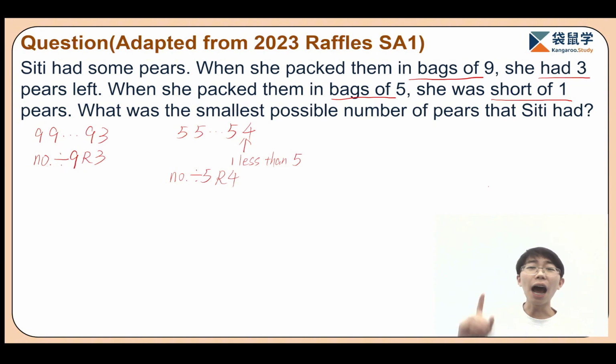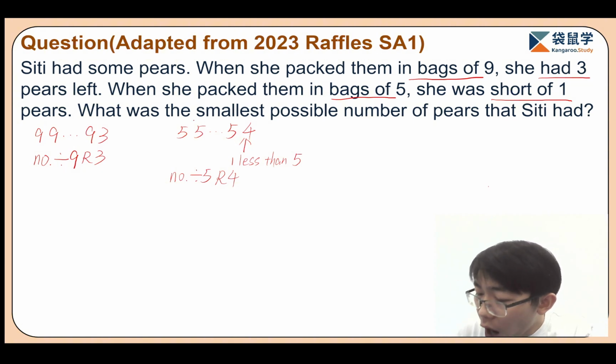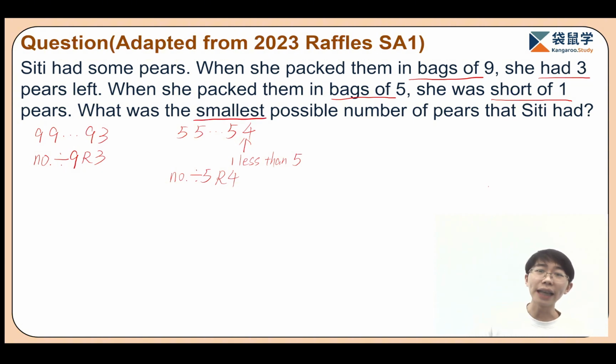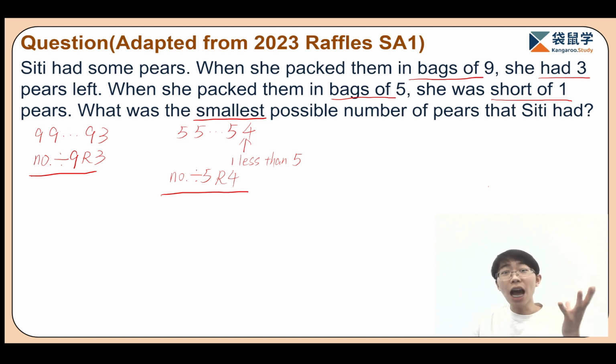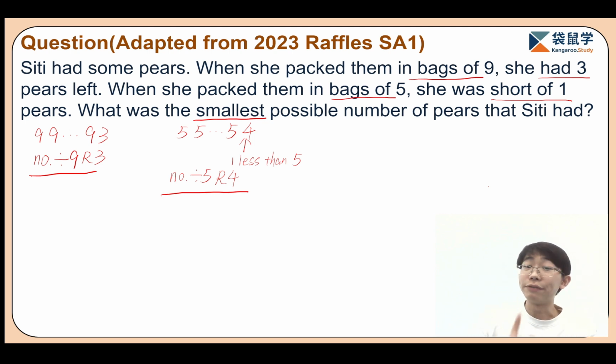Alright, so now we are trying to find out the smallest possible number that satisfies both of these two conditions. How can we find out? Now, it's very simple. We pick one condition first, and then we list down some possibilities, and then we use another condition to check. For example, we pick the first condition here. Number divided by 9, remainder is 3. Then we check with another condition.